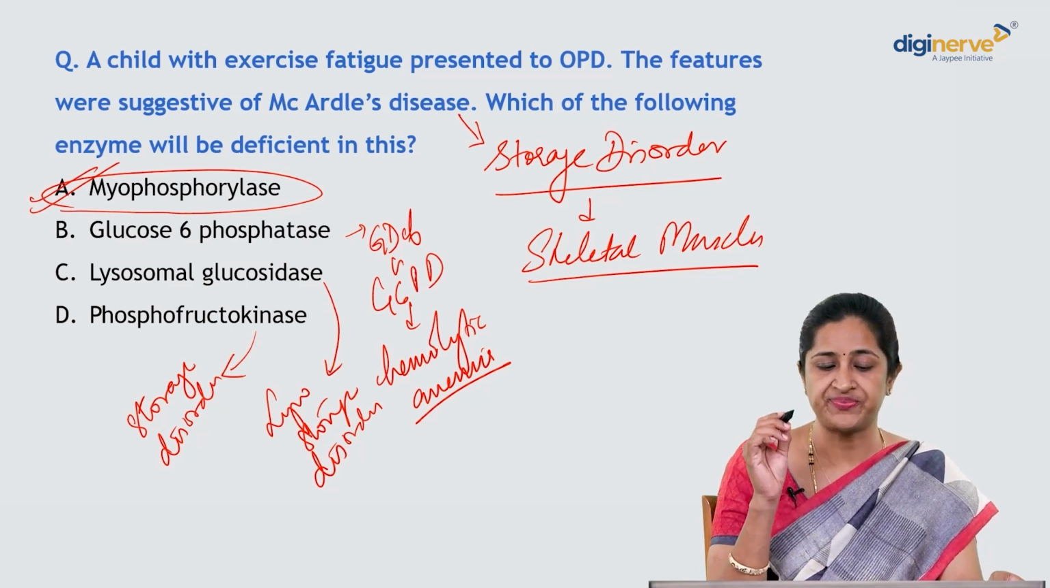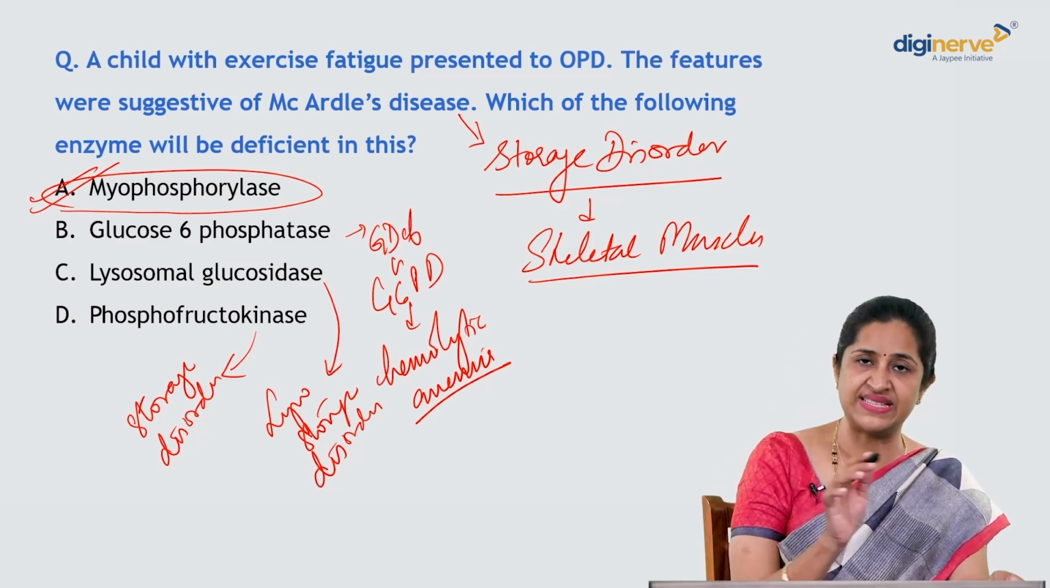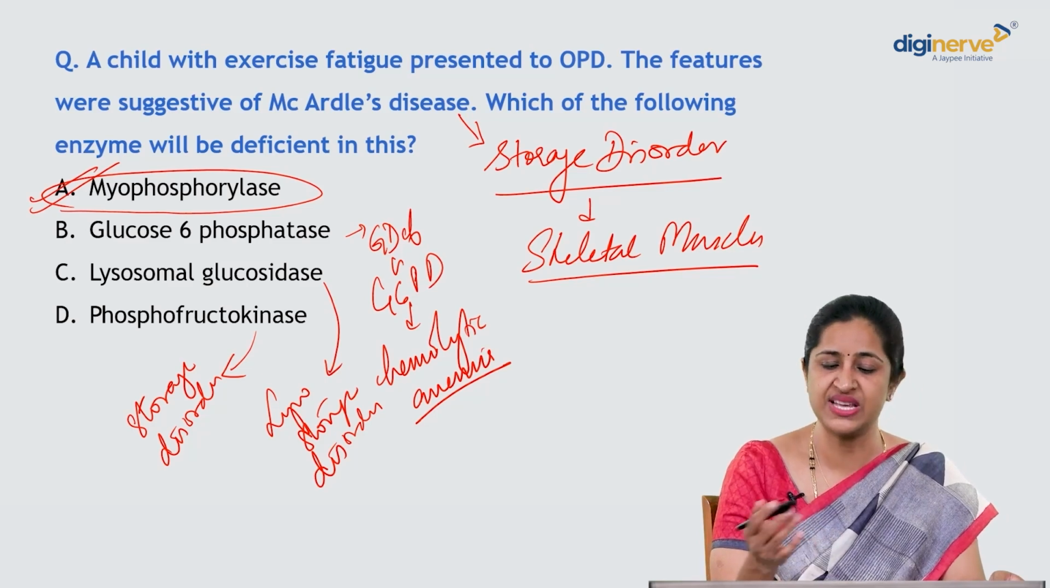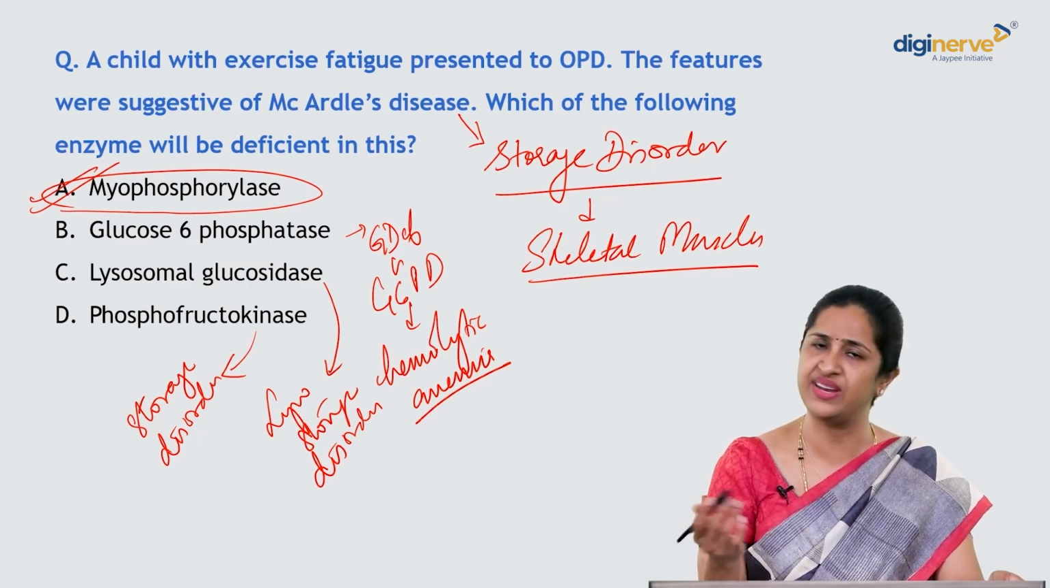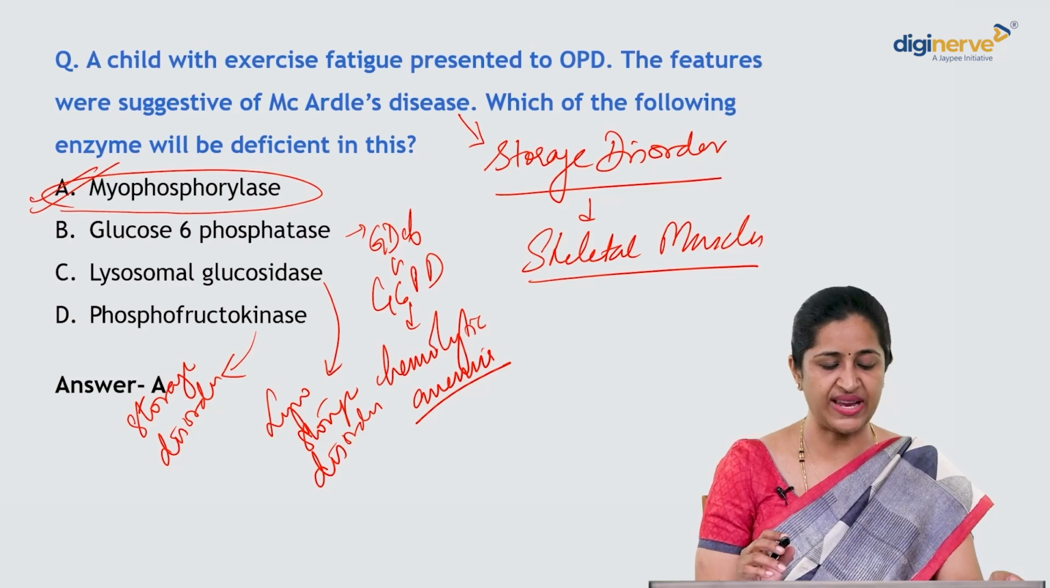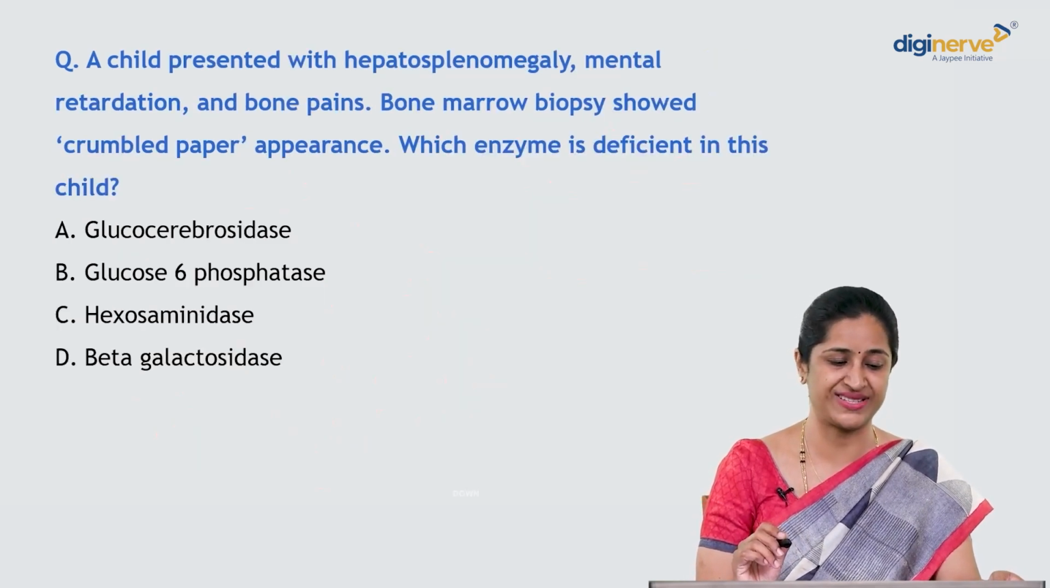So that is why in McArdle's disease, the enzyme which is deficient is myophosphorylase. That is why the child is having exercise fatigue and otherwise he is okay. So the correct answer is A, myophosphorylase.